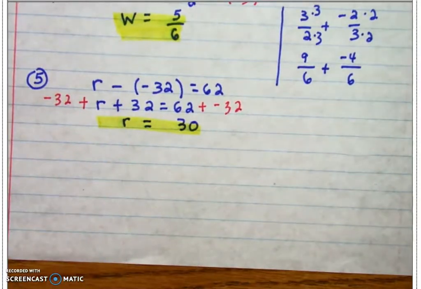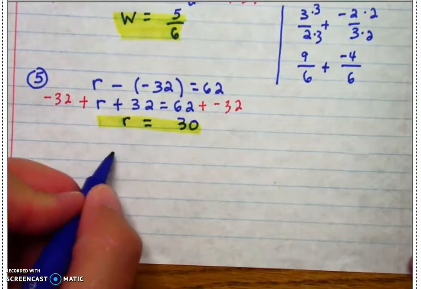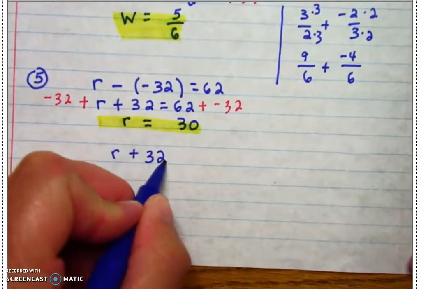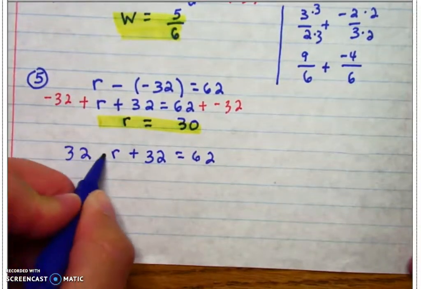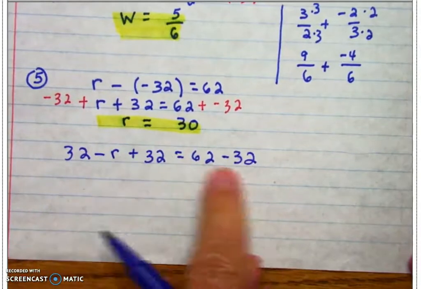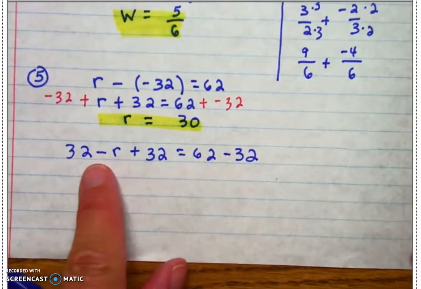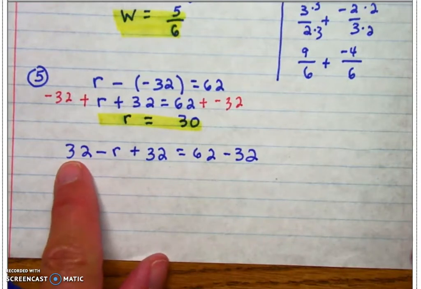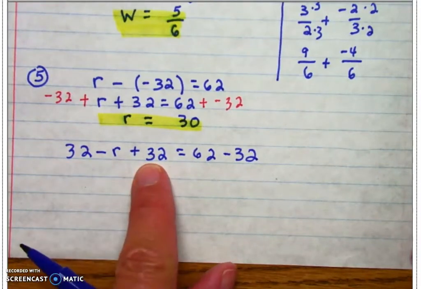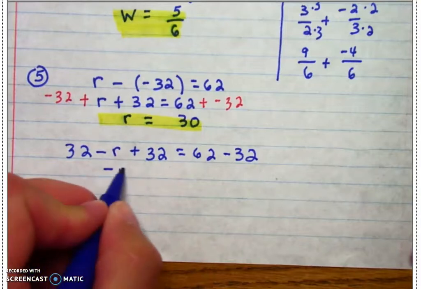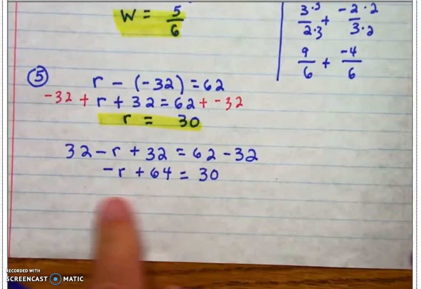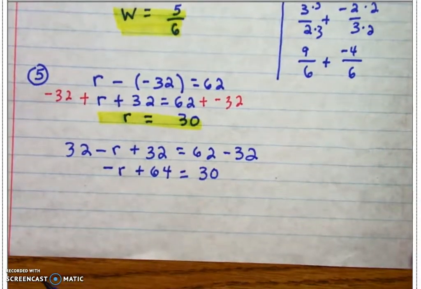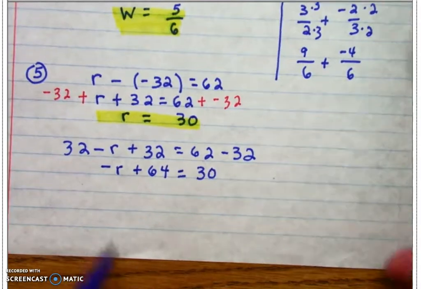Now, some of you say, well, why don't we just subtract? Sometimes you don't have to write this down, but this is what I sometimes see. Oh, I've got to subtract 32. Now, over here, that's fine, but mathematically, this is incorrect. 32 is positive, and 32 is positive. So you're turning this into a negative r plus 64 equals 30. Mathematically, you did not do that correctly. So that's why I stay away from negative signs and just rewrite it as addition.